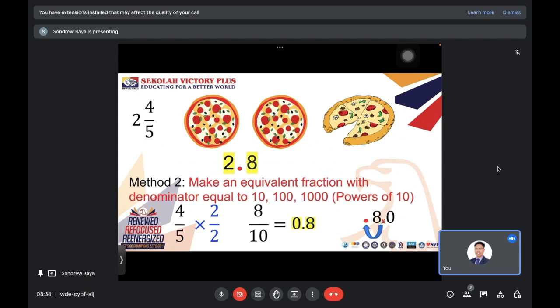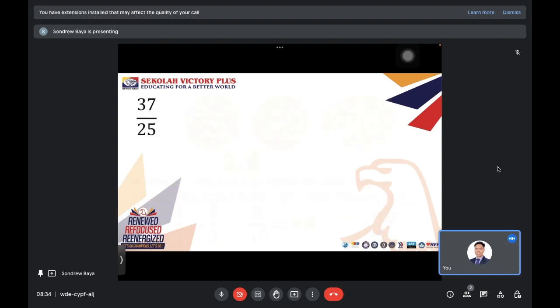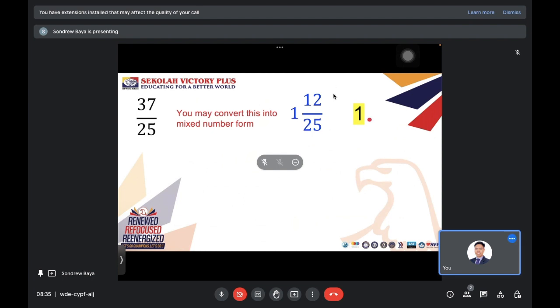Let's have more examples. Let's say 37 over 25. All right. So again, for 37 over 25, since it's an improper fraction, you have the option to make it into a mixed number, or you can just convert it as an improper fraction. Both will lead you to the same answer. So if we convert it into a mixed number, we will have this answer here, 1 and 12 over 25. From here, we could already know that this, when converted to a decimal, will have a whole number or integer part which is equal to 1.